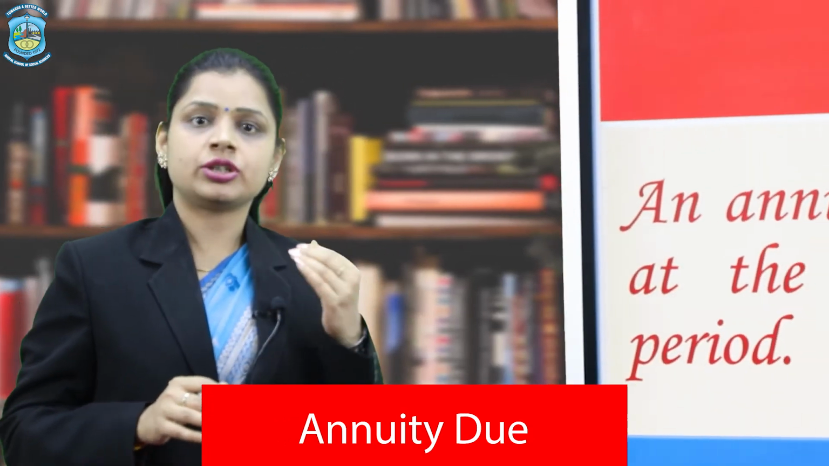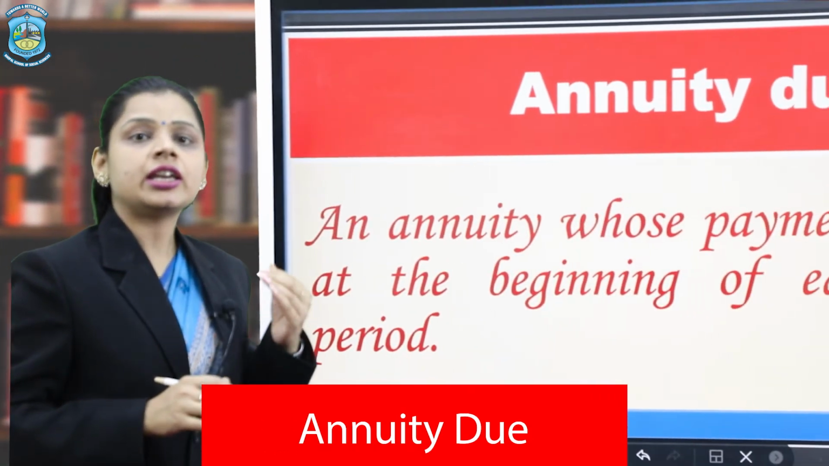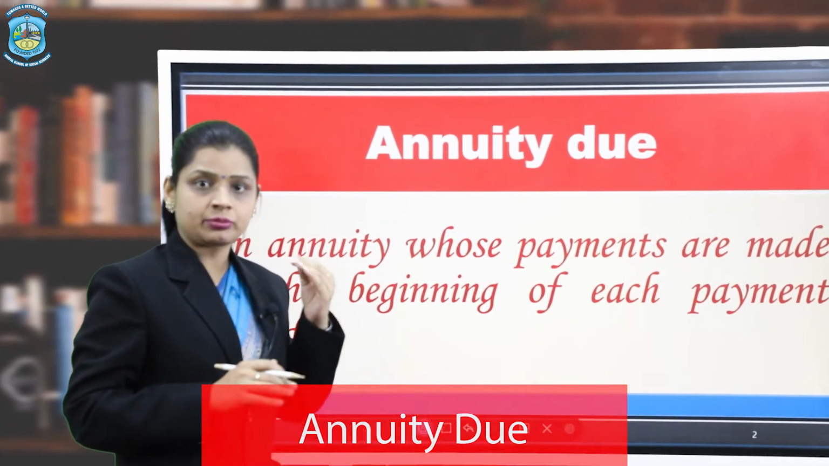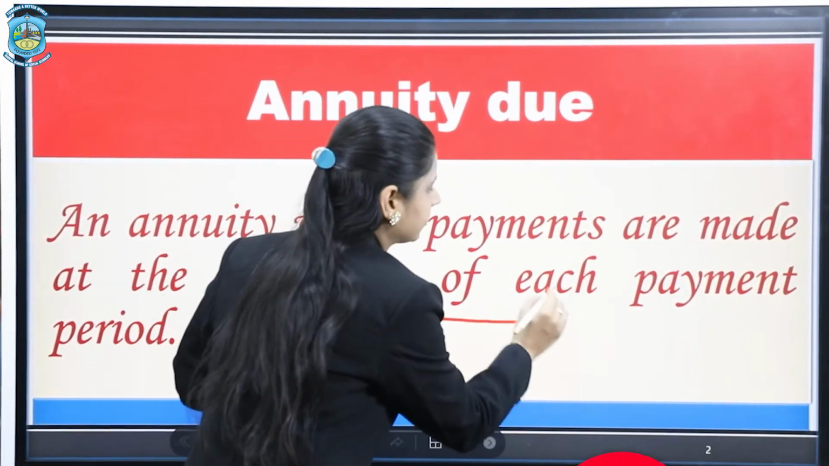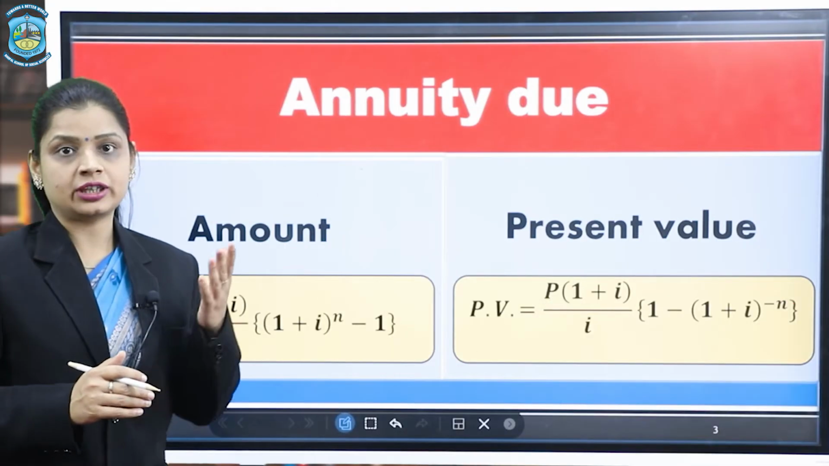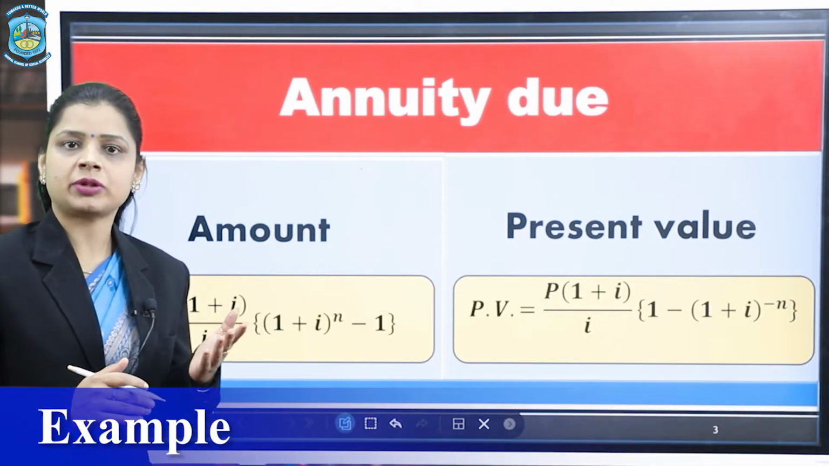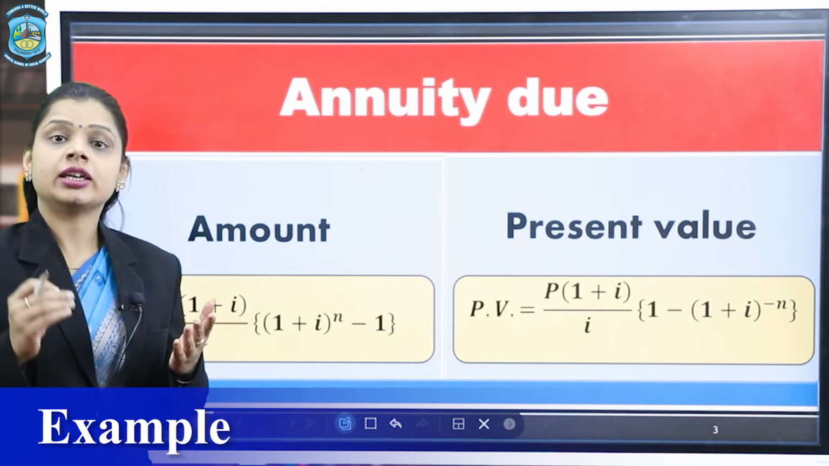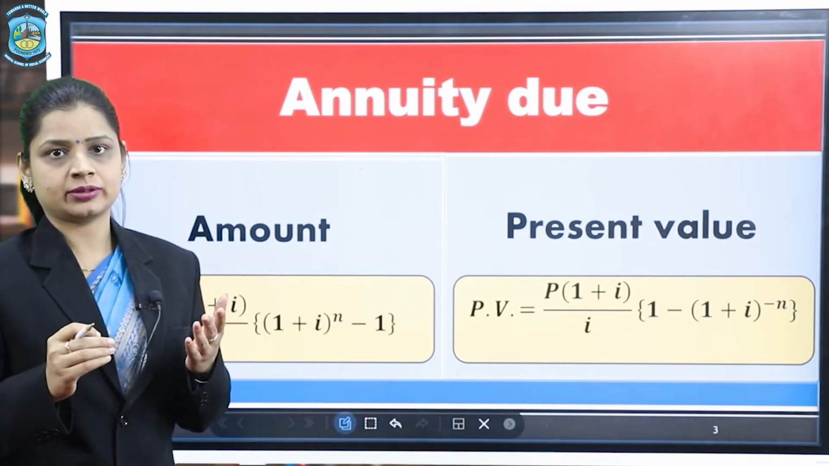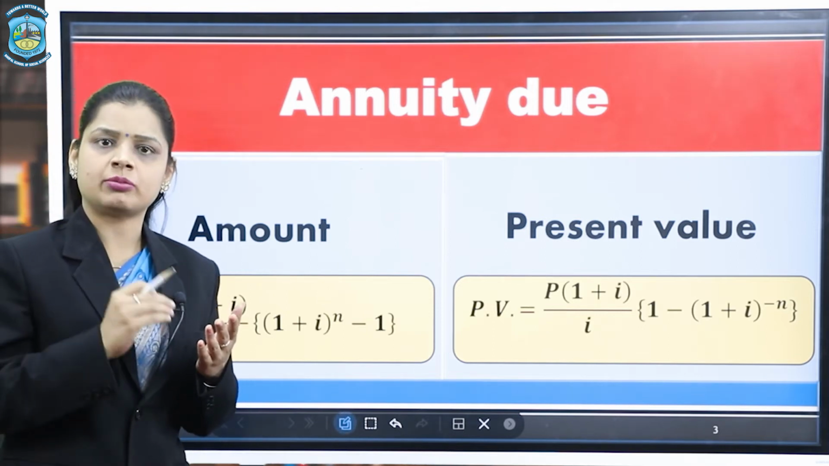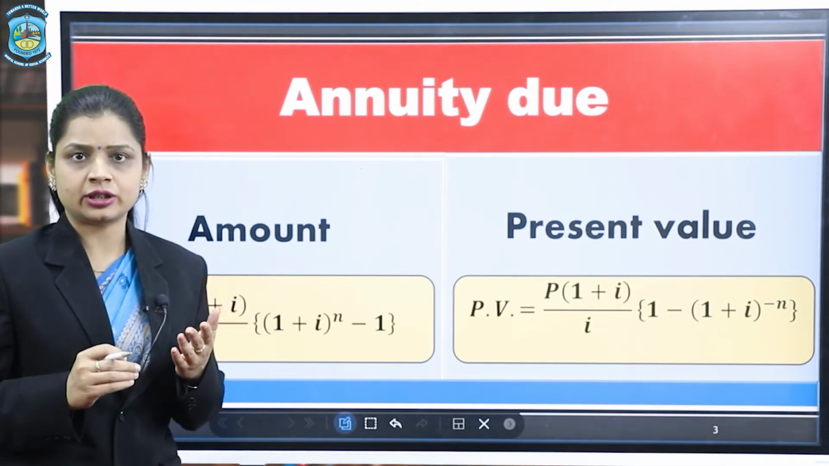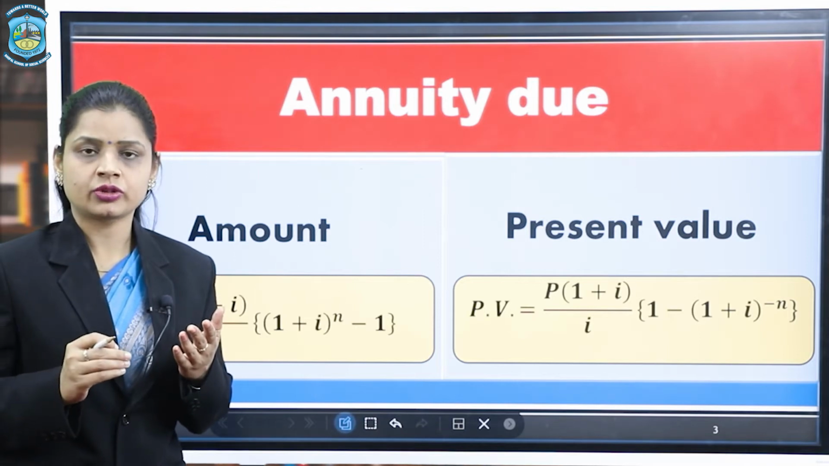An annuity due is an annuity in which the payments are made at the beginning of each payment period. An example of annuity due is rent payments that are paid at the beginning of each month. There are mathematical formulae to calculate the amount and present value of annuity due.